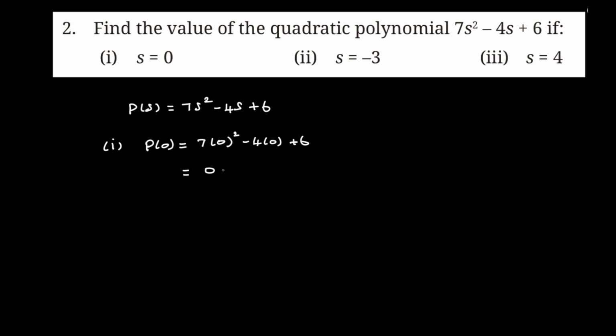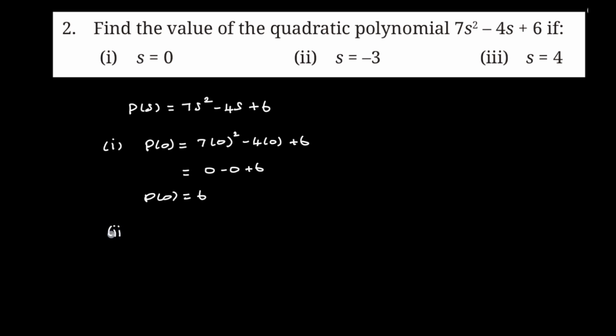Next, problem number 2. Find the value of the quadratic polynomial 7s square minus 4s plus 6 if s is 0, if s is minus 3, if s is 4. The given polynomial is 7s square minus 4s plus 6. So first find the value of P of 0. Substitute 0 instead of s. So 7 into 0 square minus 4 into 0 plus 6. 7 into 0 square is 0, 4 into 0 is 0, plus 6. So the P of 0 value is plus 6.